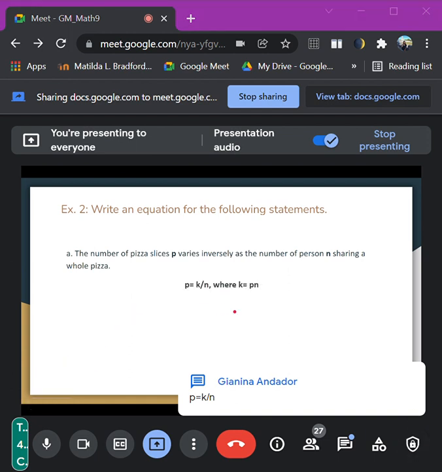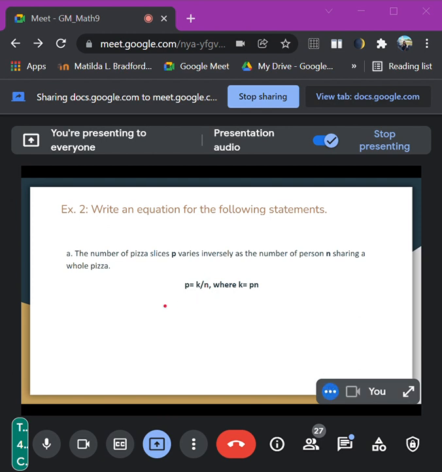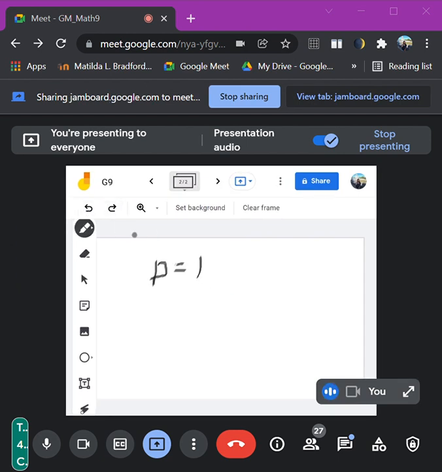Okay, very good. So you have there P is equal to K divided by N, or P is equal to K over N. And then if we get the constant, you can have K is equal to P times N. So how did we get K is equal to P times N? We get it from the equation P is equal to K over N. We just multiply both sides by N, class, so that the N cancels here. What remains is N times P equals K.